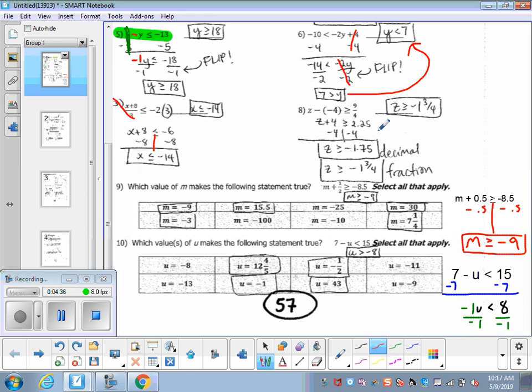Alright, over here for number 8, friendly reminder about the double negative turning into a positive here. So really my constant's a +4. That's why I'm choosing to subtract it on both sides.